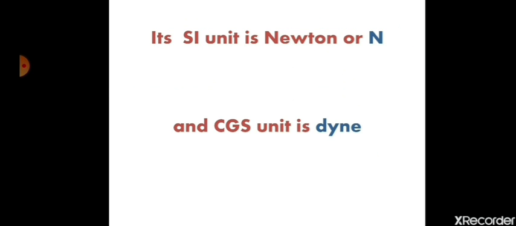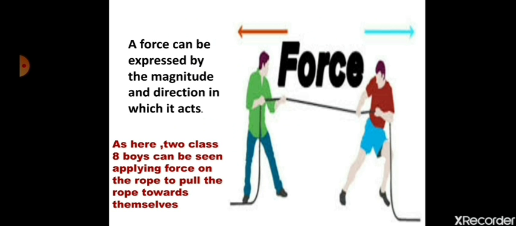SI unit of force is Newton and CGS unit is dyne. A force can be expressed by the magnitude and direction in which it acts. That means a force is a vector quantity. As here, two class 8 boys can be seen trying to apply a force on the rope. Maybe they are playing tug of war and trying to pull the rope towards themselves. Whichever boy applies more force, the rope will go towards the boy and he will win.